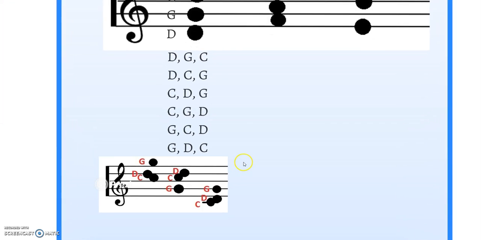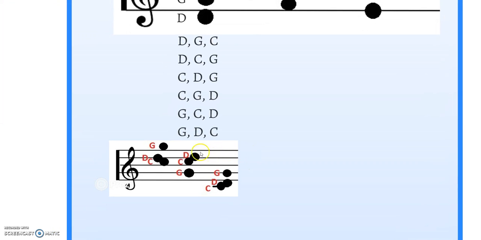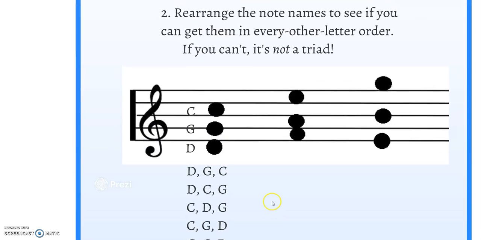There's no way that you're going to get C and D not to be touching. It doesn't matter what octave you choose. Doesn't matter if you start on C, start on D. You're always going to have them right up against each other. So that will not ever turn out to be a triad. So the first chord we have here is not a triad.